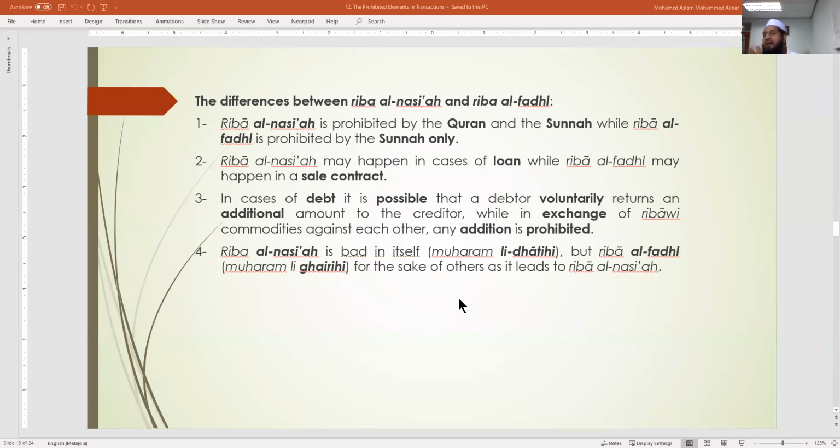Number four, the last one: riba al-nasi'a is bad in itself. That's why we call it muharram li dhatihi. Dhat means itself. But riba al-fadl is muharram li ghayrihi. The second type of riba is haram because of some other reason, not because it is haram in itself. Riba al-nasi'a itself is haram. Riba al-fadl is haram because of some other thing, for the sake of others, at least to riba al-nasi'a, because riba al-fadl, at the end of the day, will become like riba al-nasi'a. That's the reason why riba al-fadl was haram according to the Sunnah. So I think that's all for today.